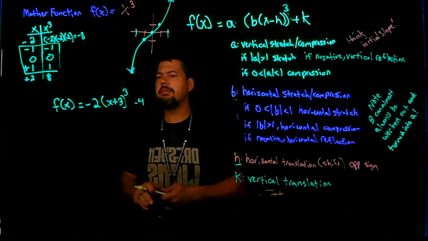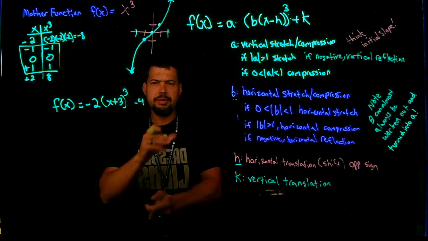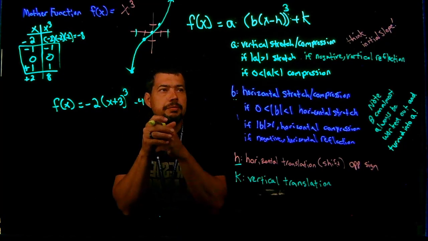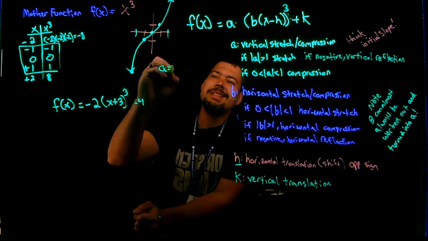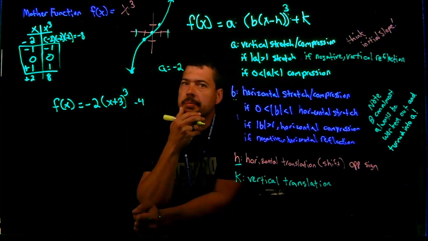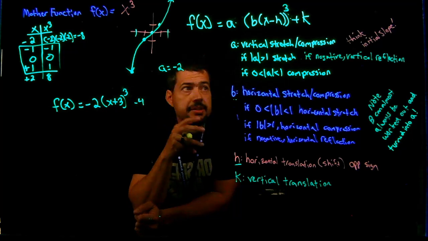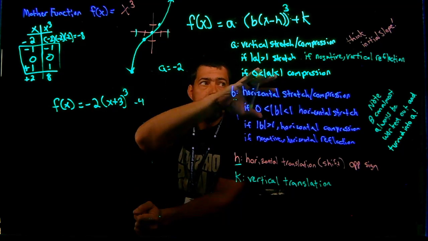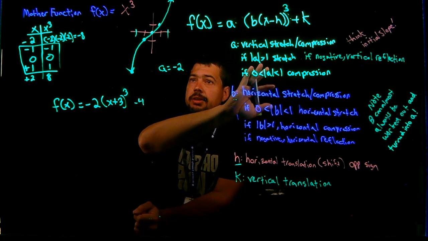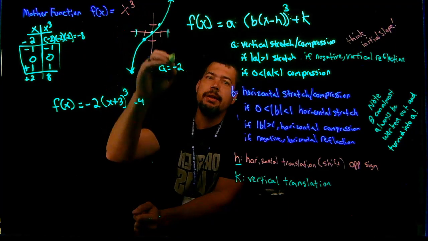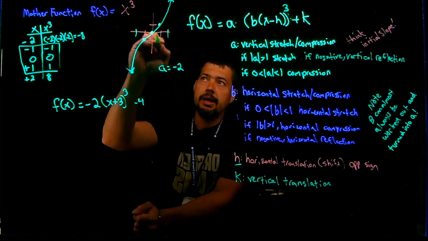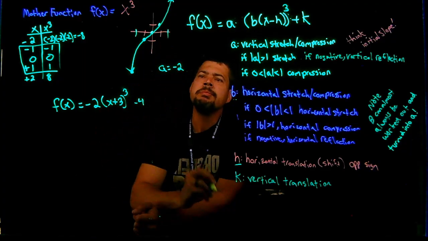So here we have f of x is negative 2 times x plus 3, cubed, minus 4. And let's talk about our little pieces here. A is technically just 2, but I'm going to put the negative there. And what this means is we have a vertical stretch. If it's negative, we have a reflection. So instead of starting low and ending high, it's going to start high and end low. It's going to be vertically reflected.